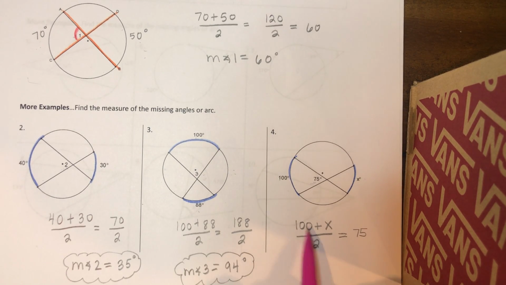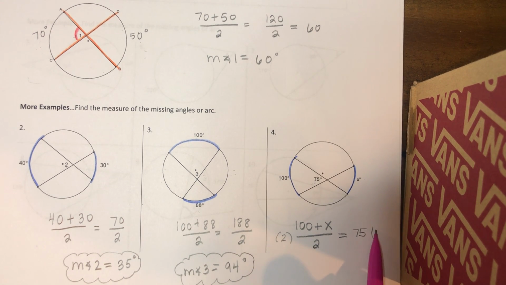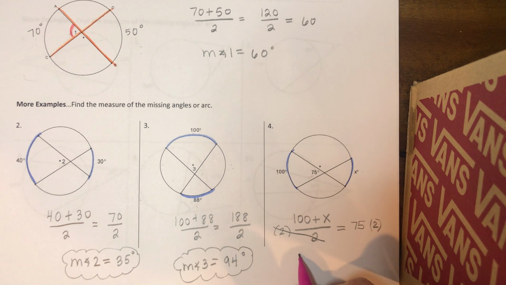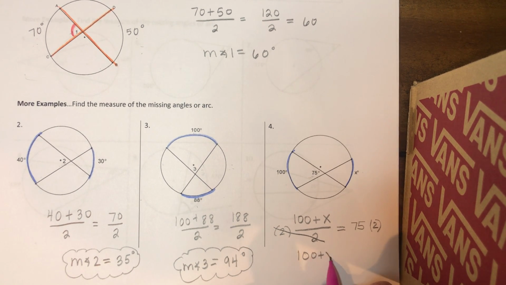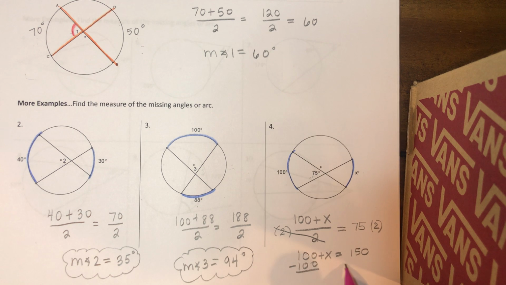Now I don't like working with the fraction here, so let's multiply by 2 on both sides to get rid of it. The 2's on the left go away, so we have 100 plus x left. 75 times 2 is 150. Subtract 100, and x equals 50.